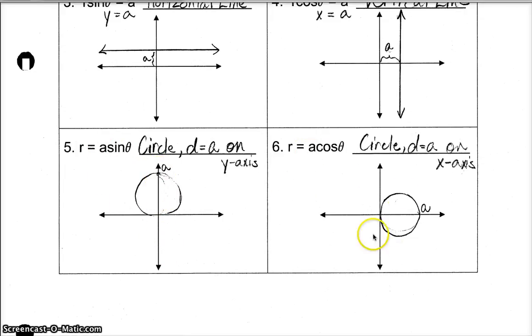And then, of course, if r equals a cosine theta, you have a diameter of a units. If it's positive, you go to the right-hand side because it's associated with x, or you go to the left-hand side if it's negative.